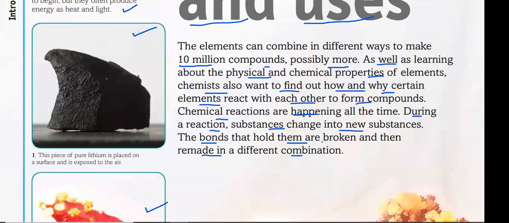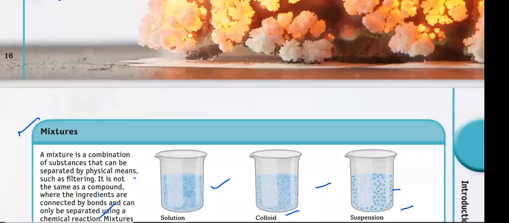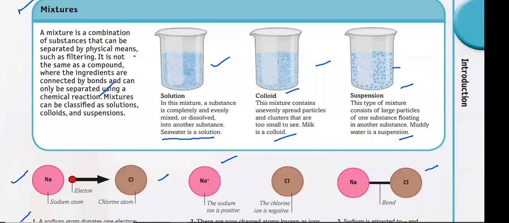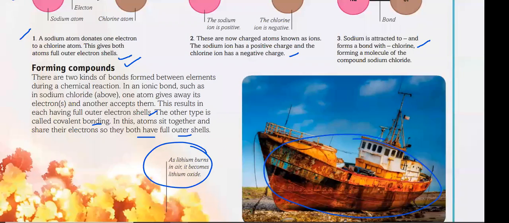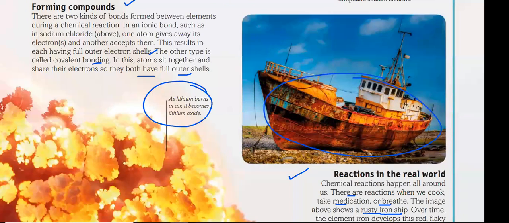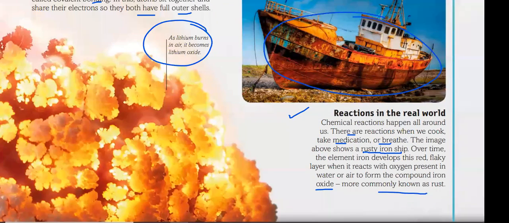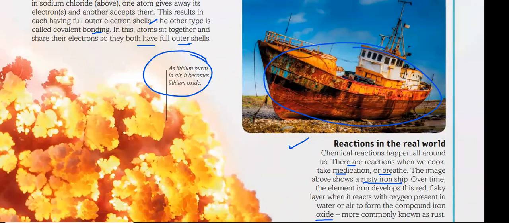We observed how lithium forms lithium oxide and its pictorial representation. A beautiful picture related to the lithium oxide formation we observed. Then we studied when elements combine, what kind of solutions and mixtures can be obtained, and the difference between solution, colloid, and suspension. Also we noticed how elements form compounds, and what happens in the real world when reactions give different kinds of compounds like rust when exposed to atmospheric air.